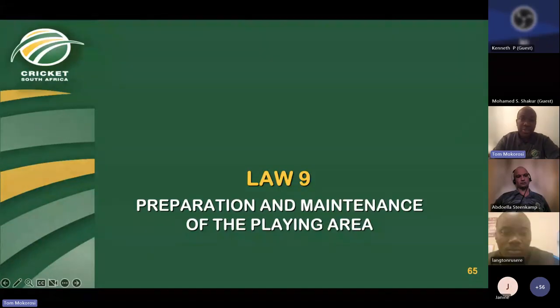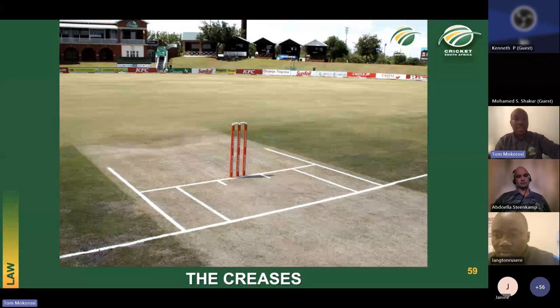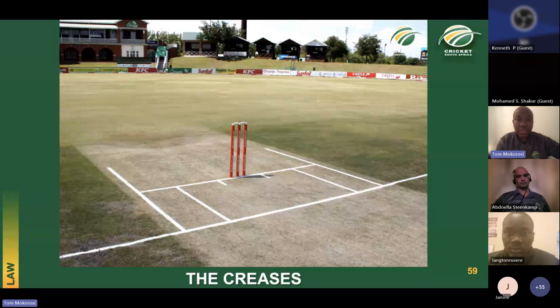Sure, Janine, some very good questions there. I'm going to answer your second question about the thickness of the lines, and then I'm going to ask Abdullah to talk us through judging of, let's say, run outs when bails are off. So if you look at the picture of the stumps and the creases at JB Marks Oval in Potchefstroom, I would say that the thickness of those lines are about 2.5 to 3 centimeters.